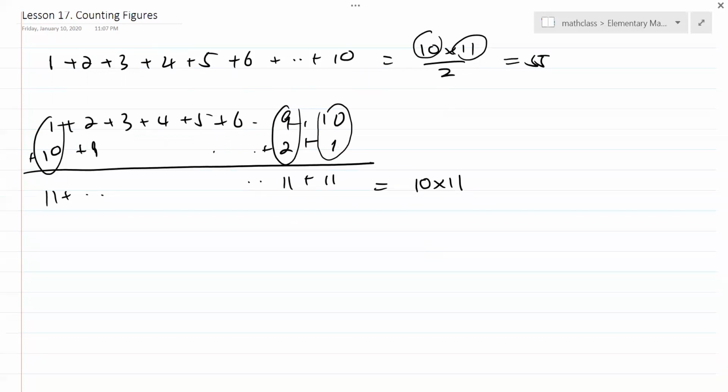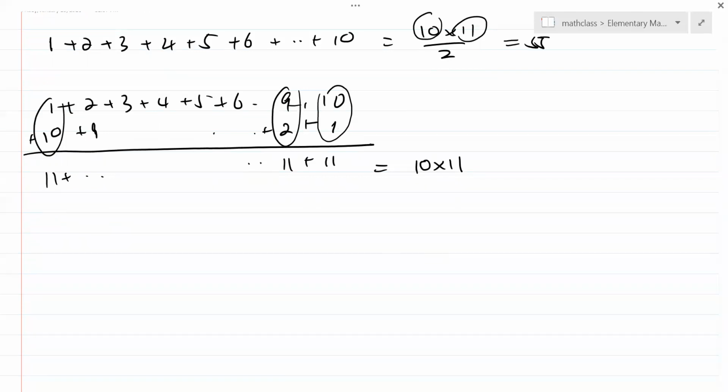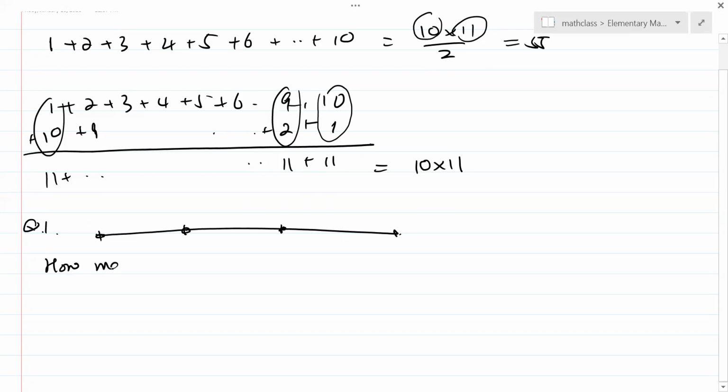Why do we want to study this? The next problem is to count. How to count? Let's count the line segments. This is what we are going to do today. Let me begin with a geometry problem. I have a straight line, and it is cut into 3 pieces. The question is how many line segments are there? Now, how do we count?